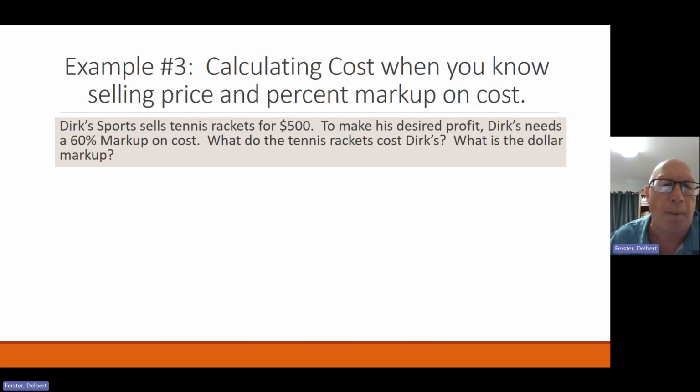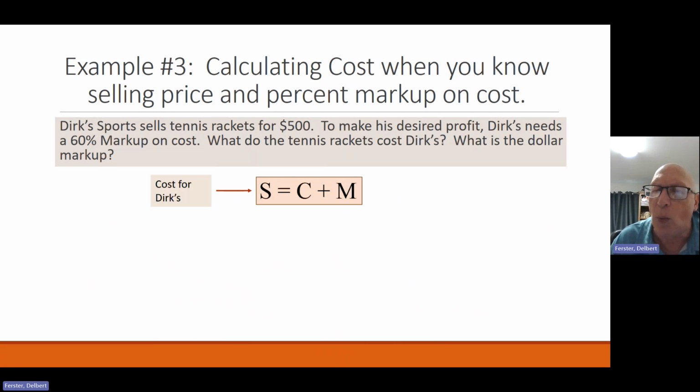Okay, third example. Dirk sells the tennis racket for $500 and he wants to make a 60% markup on cost. You'll notice that it seems like we don't know the cost of the racket for Dirk. We basically are okay assuming that it's under $500 because Dirk's going to make some bucks on selling this particular item. So we'll start here and we'll realize that the number that we have that we can use is the $500 and it's a value for selling price.